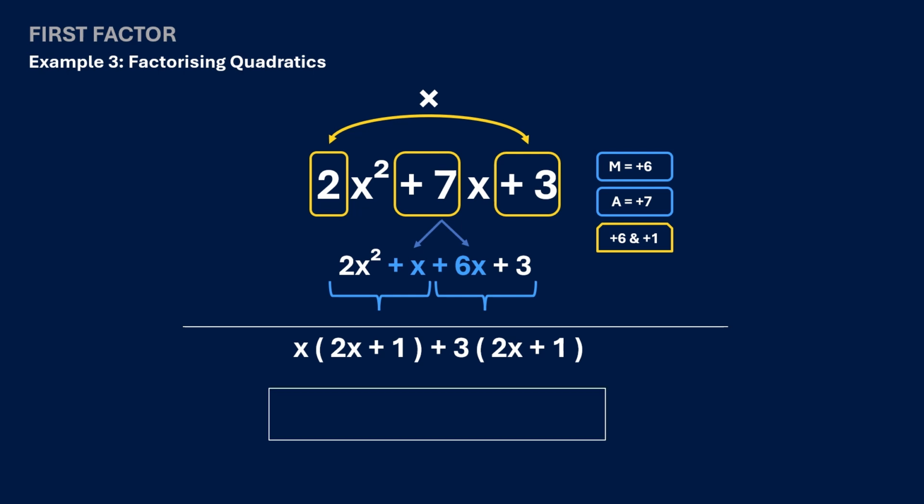So in our final answer, one of our brackets is going to be the 2x plus 1, and the other bracket is going to be everything else which is not in brackets. And in this case, it's x plus 3, which goes into the other bracket. And that is our final answer. So as you can see, this is slightly more complicated. There's more steps involved. So just make sure you understand the method and you do as much practice as possible.